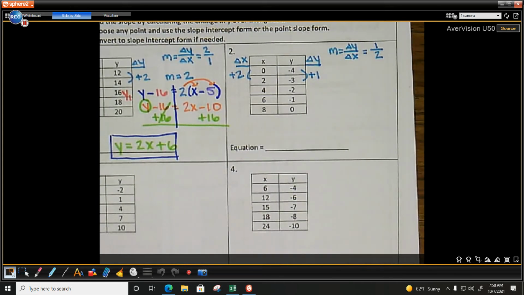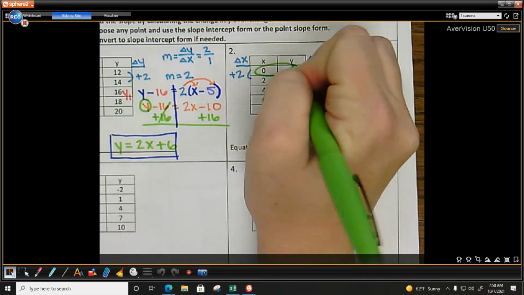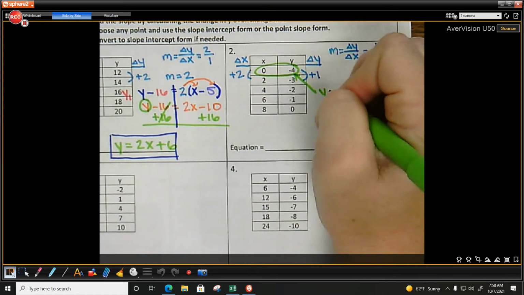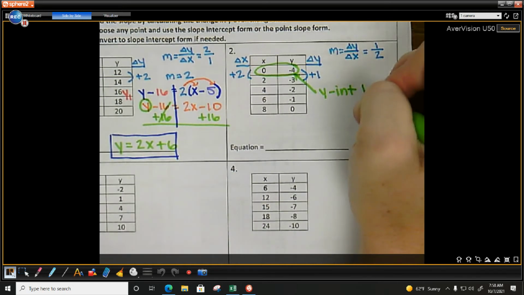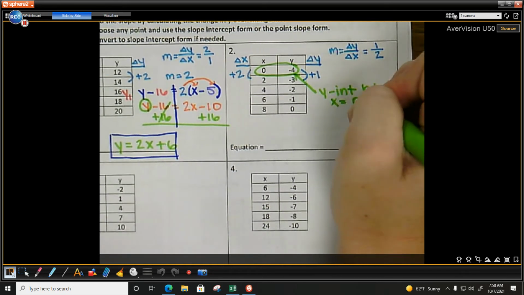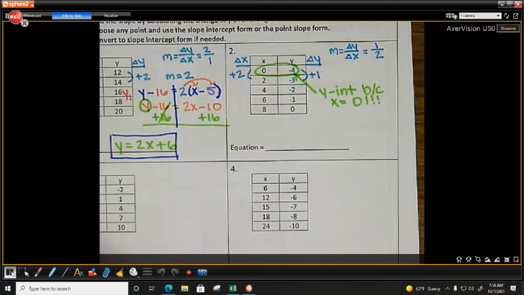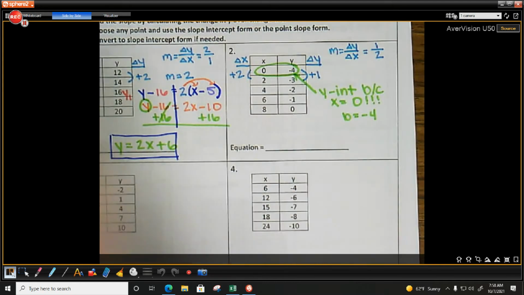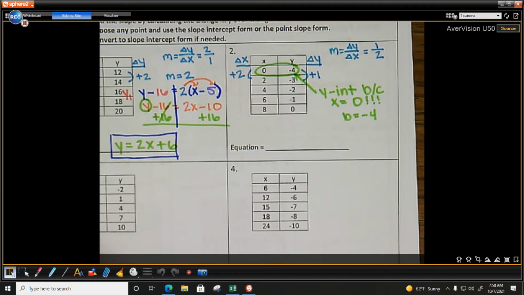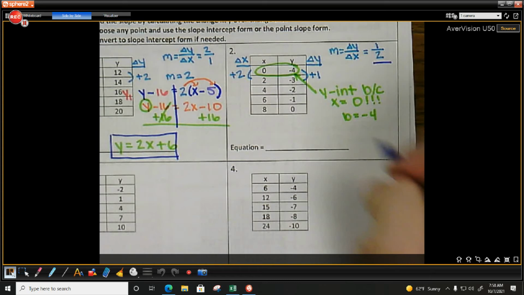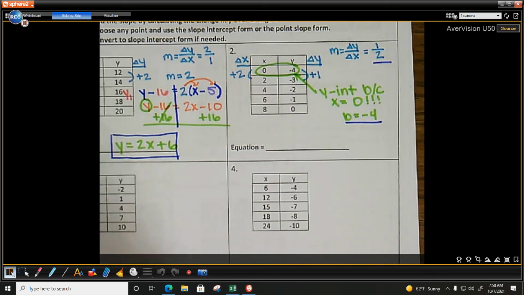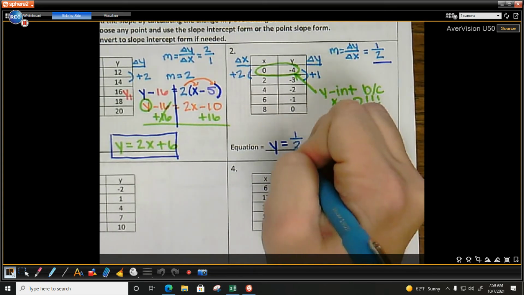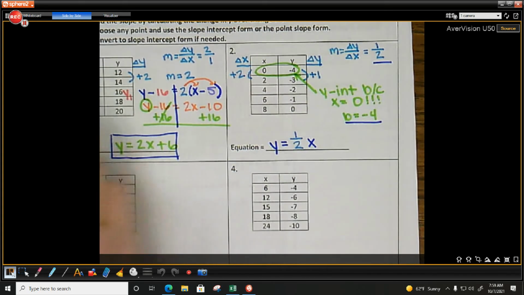Now, am I given the b? Yes. That right there is your y-intercept because x equals 0. So what does that mean my b value is? B is -4. So do I know my m? Do I know my b? Can I write my equation? Y equals m, which is what? X plus b, but b is a negative, so -4.